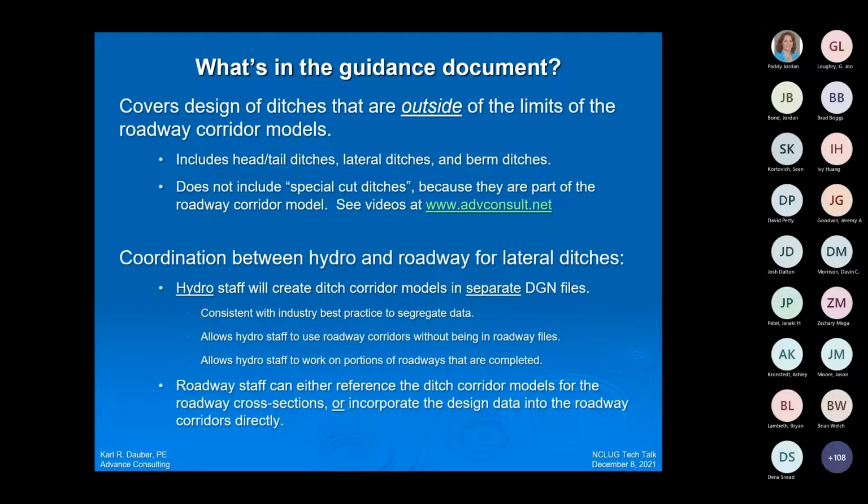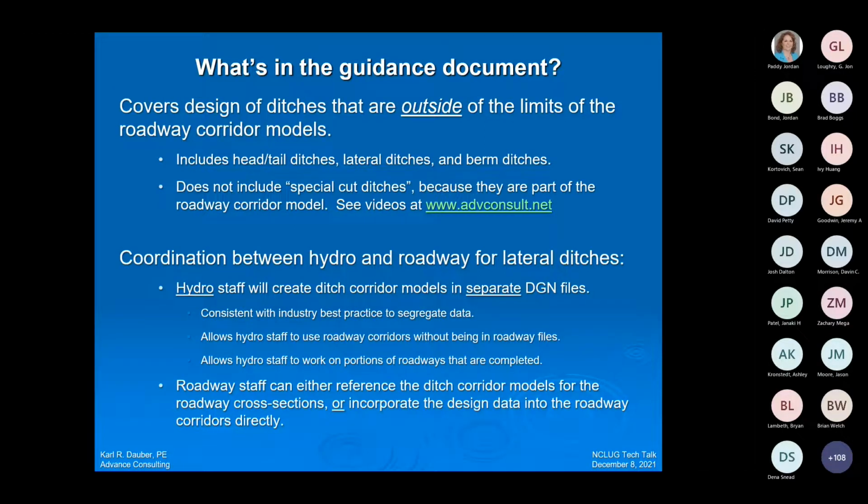So what's in the document? It covers design of ditches that are outside the limits of the roadway corridor models. So this would include head and tail ditches, lateral ditches, and berm ditches, but it does not include the special cut ditches because they are part of the roadway corridor model itself. And so that's the roadway staff's province.